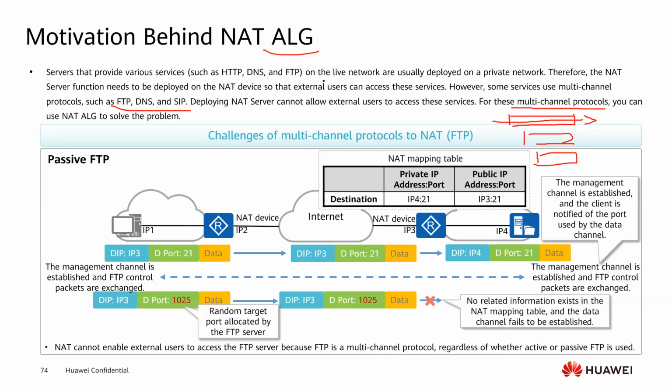So the ALG has a very simple concept: I will listen to the packets of those kinds of protocols to find out what the next channel is that those protocols will use, and automatically create some NAT mapping table entries and allow them to go inside. This is NAT ALG.